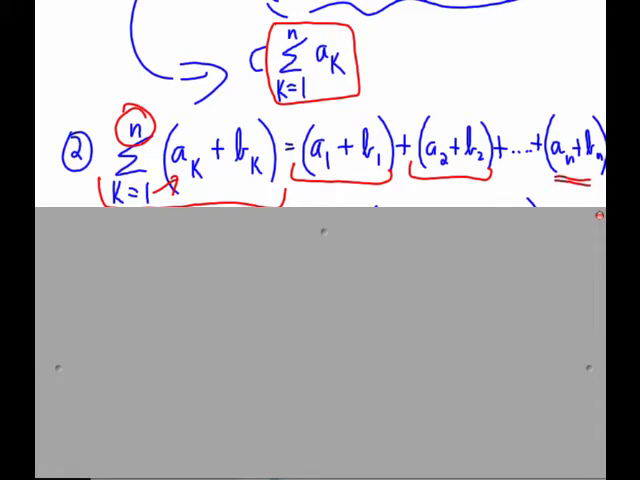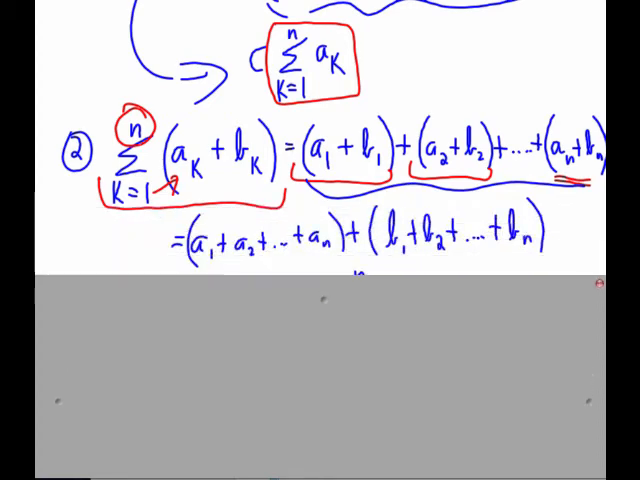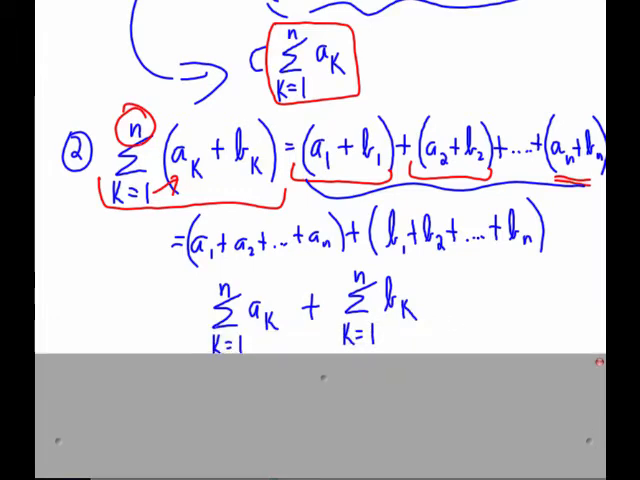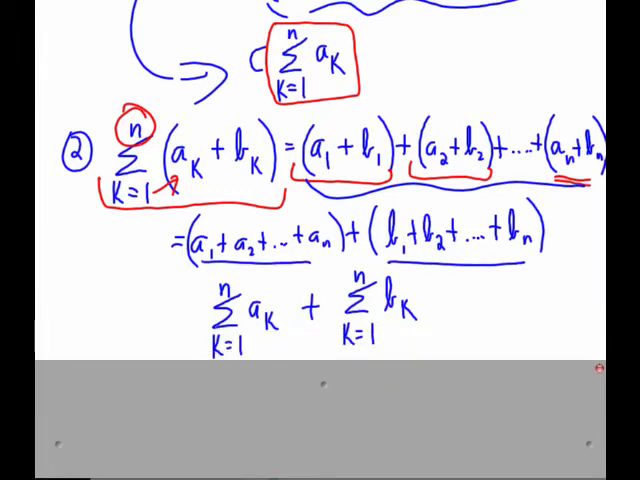Alright, now what I'm going to do is I can reorganize all of these terms like so. And so I could write that expression as the sum of the terms of a sub k plus the sum of the terms of b sub k.